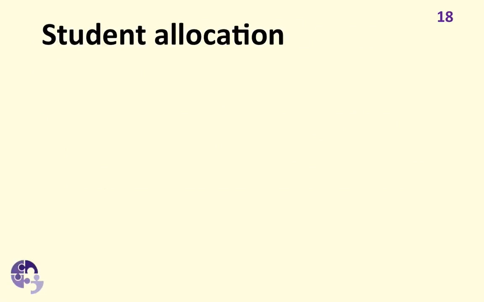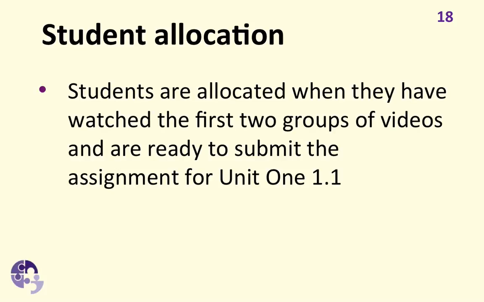Student allocation. Students are allocated when they have watched some of the early videos, and also when they are ready to submit their first assignment for Unit 1.1. Until that point in time, we allow them to work without the assistance of an assessor, because we have found that some students take quite a long time to get through the early videos. So by actually asking them to contact us when they get to this point, we can assure that when we allocate a student to an assessor, they do have work ready for the assessor to mark.